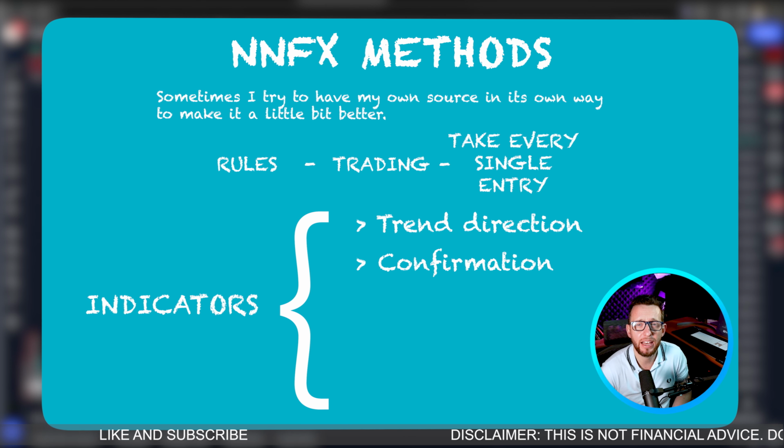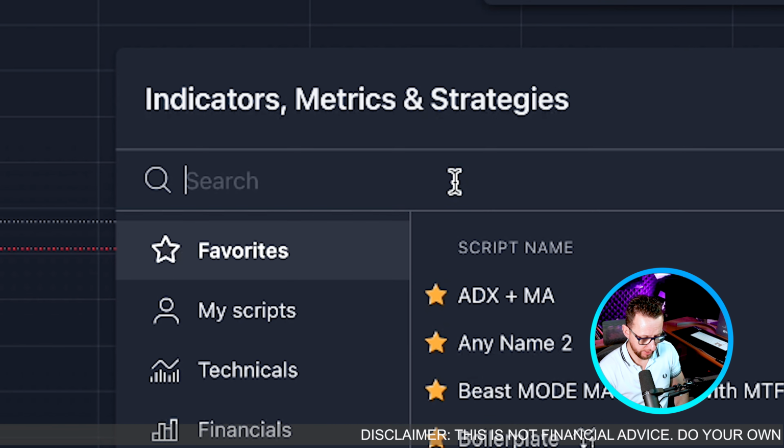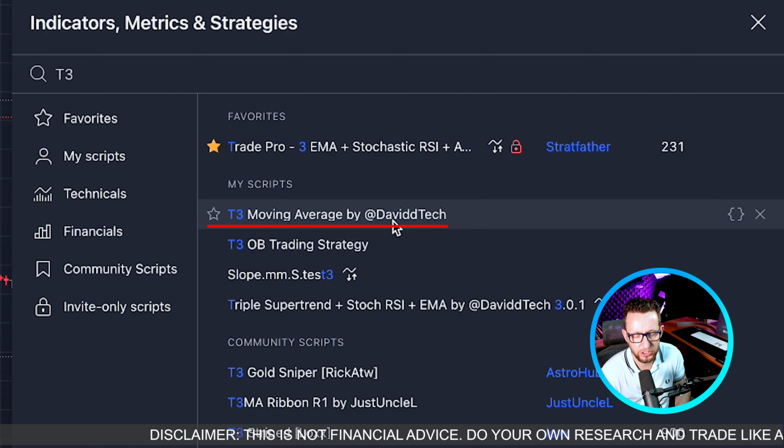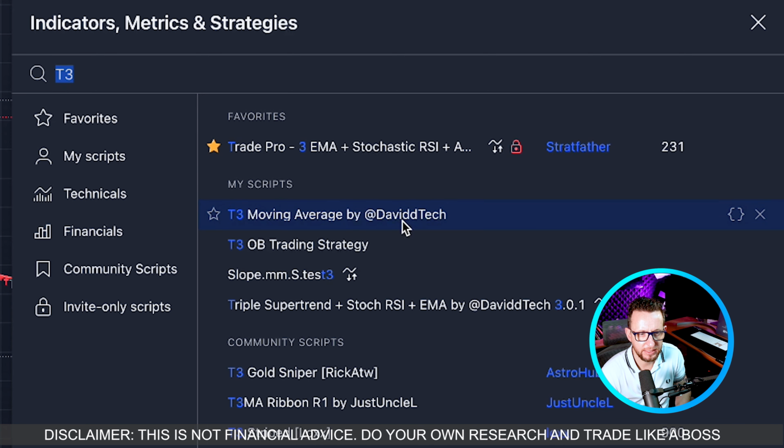Okay, we're going to start by adding our first indicator here. We're going to be using the T3 by David Tech. Just here is this one here, the T3 moving average by David Tech. I'm going to click that and that's going to add it to our chart.